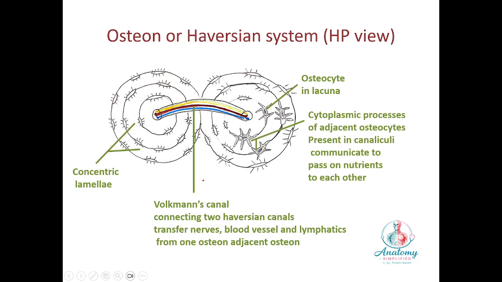I drew this diagram. In the lacuna, you can see an osteocyte. See how the osteocyte is giving out cytoplasmic processes, and the canaliculi of two lacunae communicate with each other, so that the cytoplasmic processes will form cell junctions and can pass nutrients to each other. So the purpose of these cytoplasmic processes and canaliculi is the transfer of nutrients and metabolic waste products from one cell to the adjacent cell.